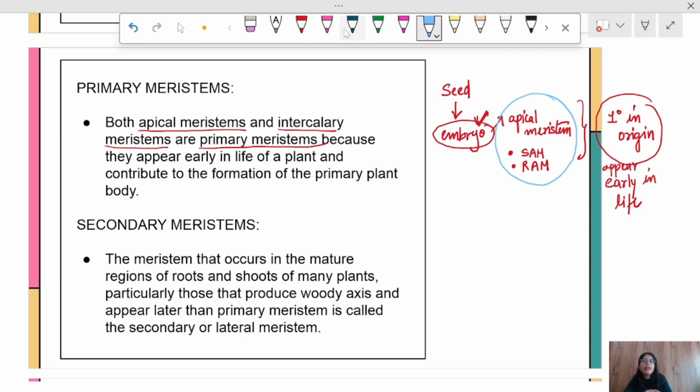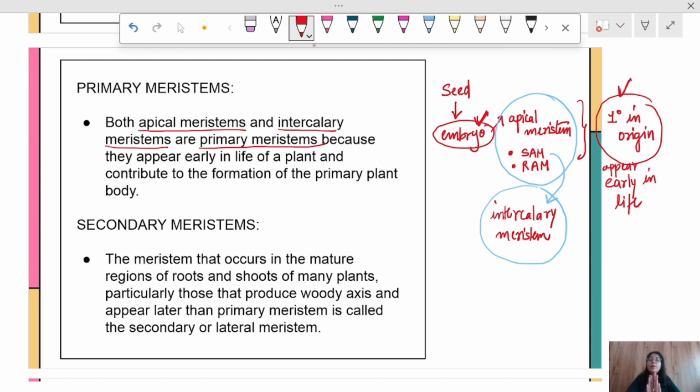I told you one more here, they have mentioned intercalary. Why is intercalary included here? Intercalary meristem is not there in the embryo. Any idea? Intercalary meristem we have added because this is derived from this, right? So basically it is shoot apical meristem only. So these two are present since birth of the plant. They have formed earlier in the life of the plant. That's why they are called primary meristem.